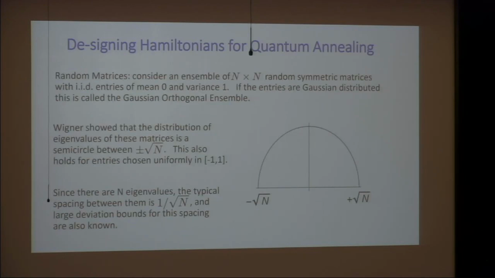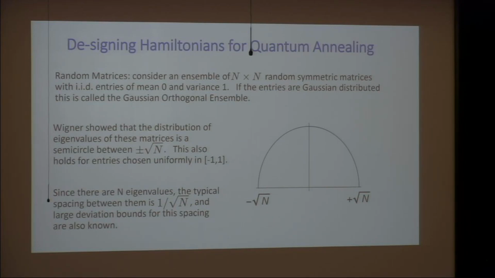So random matrices. Let's start with something many of us are familiar with. Let's take n by n random symmetric matrices with IID entries of mean 0 and variance 1. If these entries are Gaussian distributed, this is called the Gaussian orthogonal ensemble. And Wigner showed that the distribution of eigenvalues of these matrices is a semicircle that goes between plus and minus root n in its particular normalization.